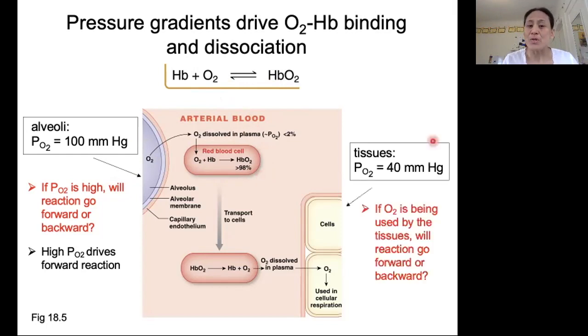If we look at PO2 in the tissues, that's 40 millimeters of mercury, kind of low. And we're using up oxygen in the tissues, right? So we're depleting oxygen, which means that this equation, what is going to happen to it? Is it going to go forward or backwards? Think about that for a second. Okay, so hopefully you figured out it's going to go in the backwards direction, which makes sense because at the tissues, we want to dissociate oxygen from hemoglobin so that we can free up that oxygen for the tissues to use, okay?